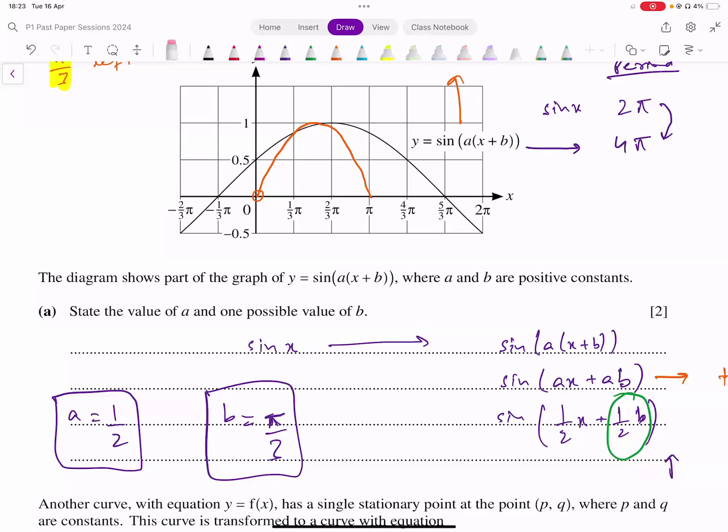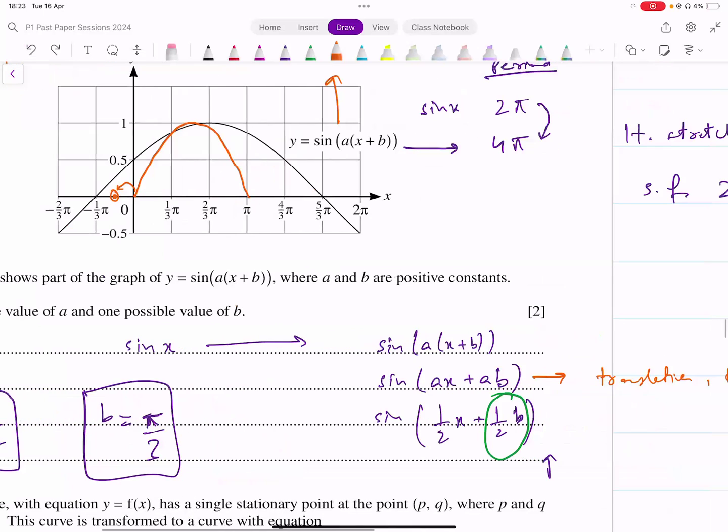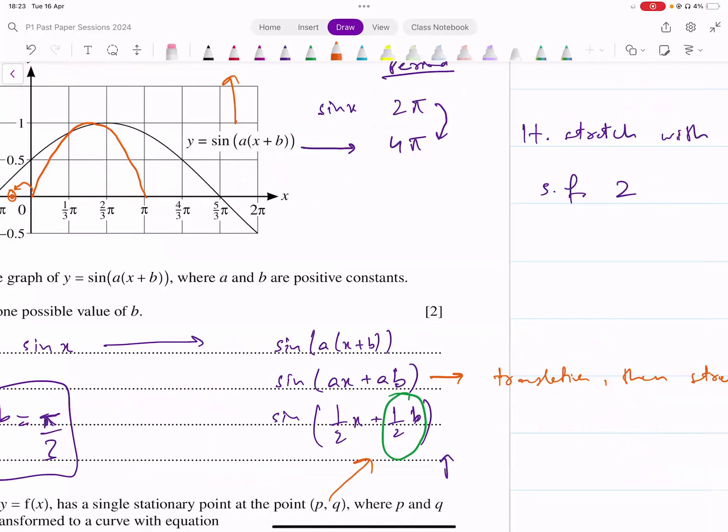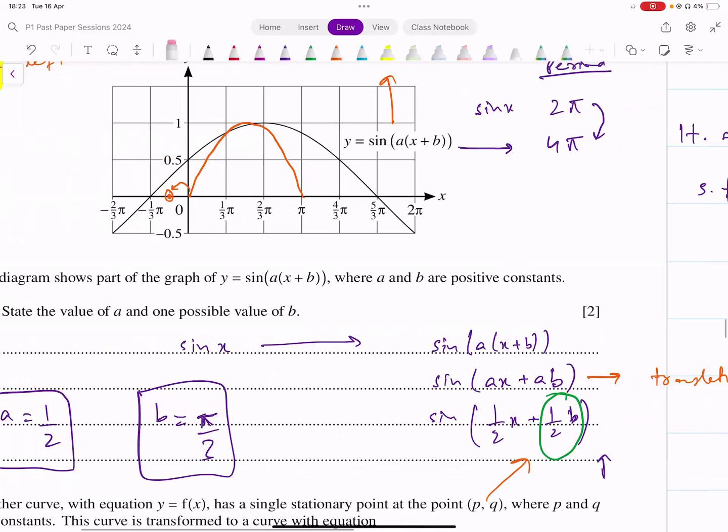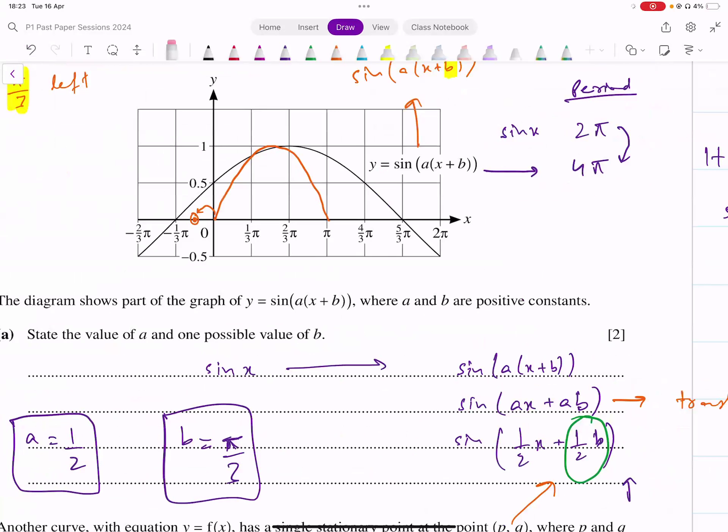So if we do translation first, we would have to take it to this point here, so that when we multiply it by 2 later on for doing stretch, it goes to minus pi over 3. So if you were to use this form where we do translation first, you would have to go from origin to this point here. And then you multiply that by 2 to reach this final result.